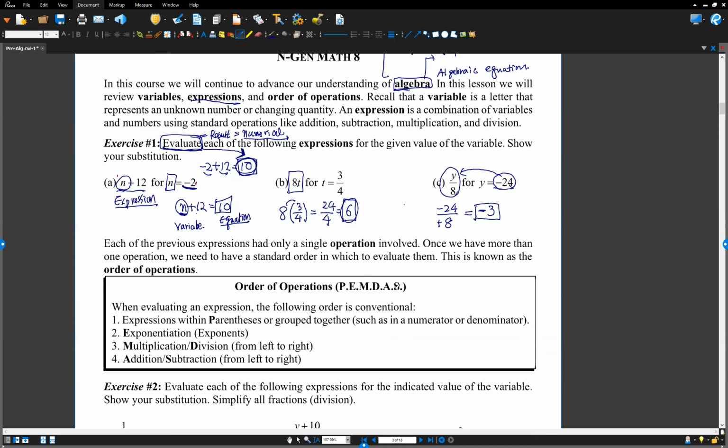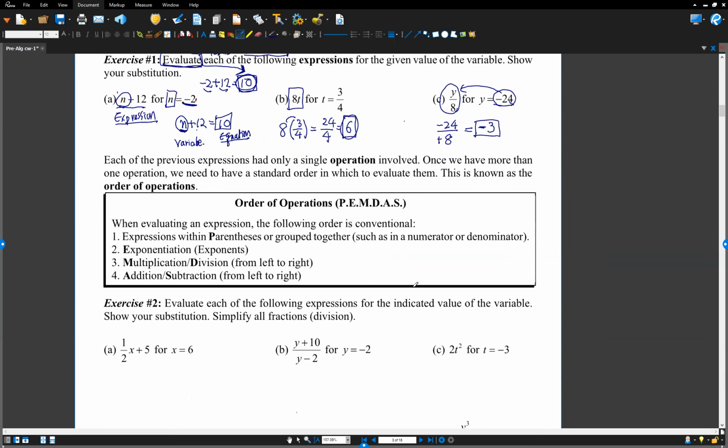This is order of operations, PEMDAS. But it depends on the questions. Generally we use PEMDAS. Everybody knows this one, right? Parentheses, exponents, multiplication, division, addition, subtraction, okay? Sometimes subtraction first, it doesn't matter.